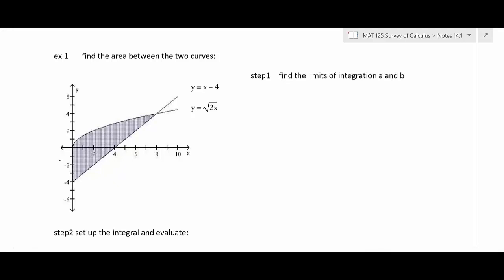Square root of 2x or x minus 4? Which is the one that's higher? This one. This is the one that's on the top. Okay, this curve right here is the square root. The line is this one. So you have to know the difference between those two curves. That's the one that's on the bottom.